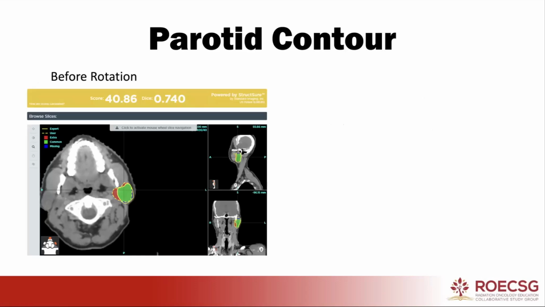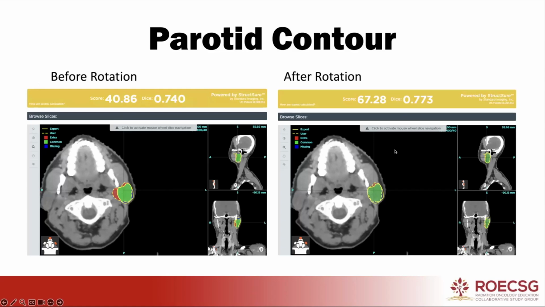So for example, a parotid contour before the rotation could look something like this, having a score of 40 with a DICE coefficient of 74, and you can easily see the user in the dotted line and what was called the expert in the filled in line, with the commonality in green, the extra that they over contoured in red, and the blue that is missing. Over here is after the rotation. Through this and feedback, you can see their score has improved to 67, and the DICE coefficient has also improved to 0.77.